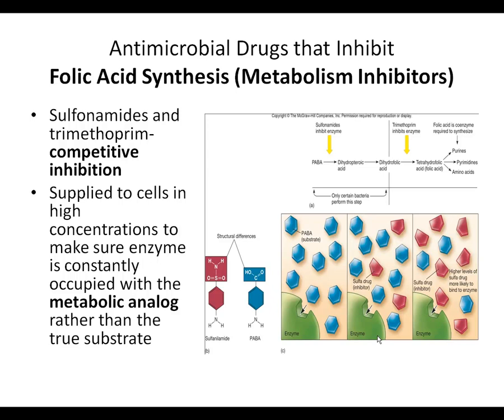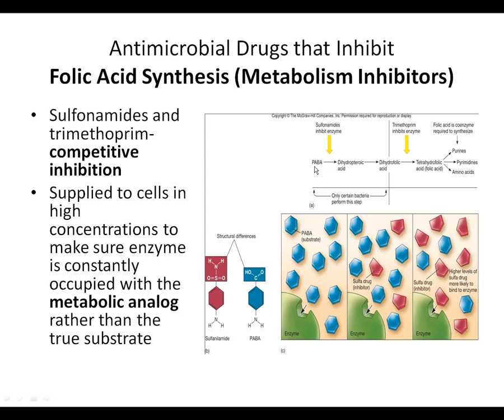Folic acid synthesis inhibitors. These are where we need to go back and remember our competitive inhibition from the metabolism section. These are the metabolism inhibitors. Sulfonamides and trimethoprim act as competitive inhibitors for the substrate for a particular enzyme that converts the substrate para-aminobenzoic acid, or PABA, to folic acid.